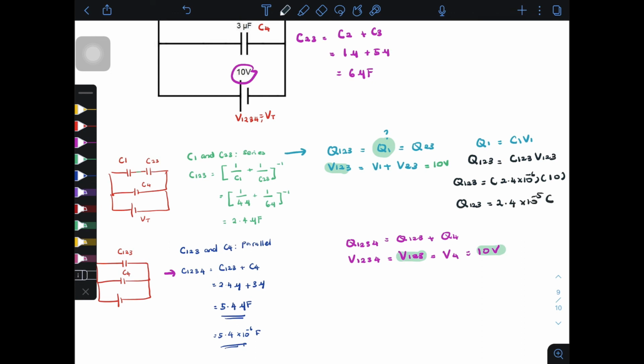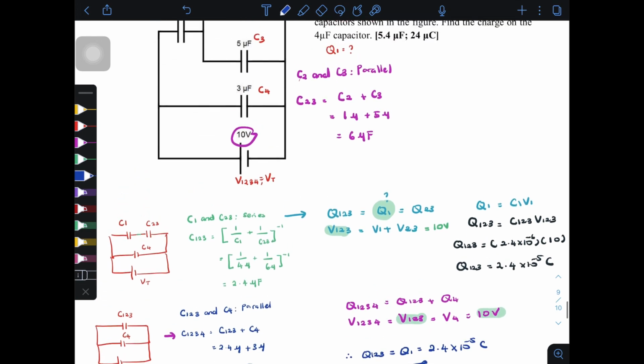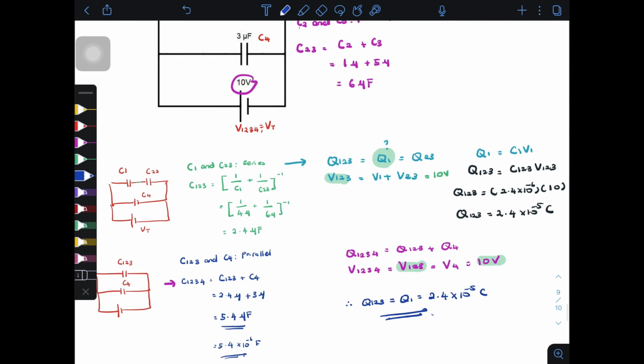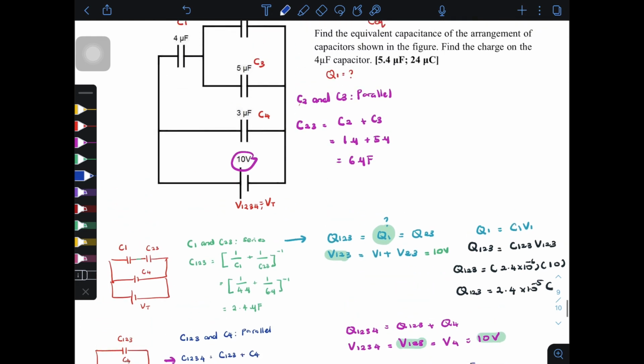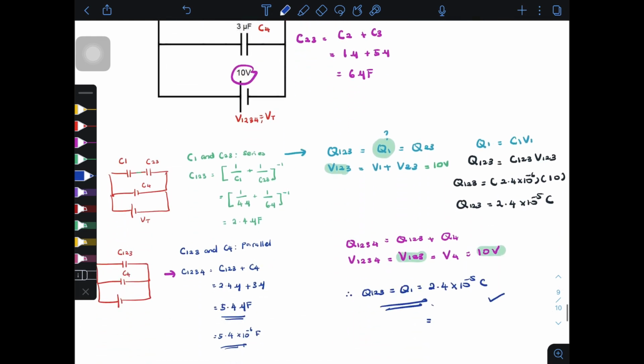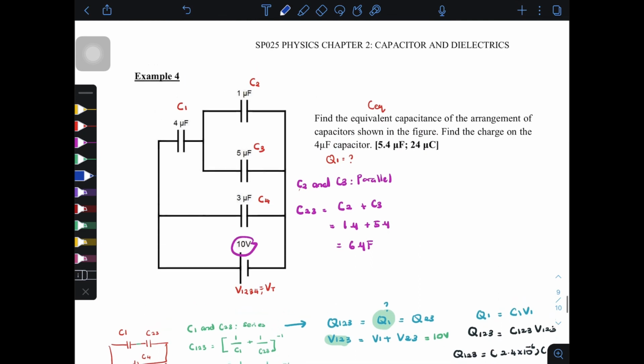So ini bukan final answer lagi. So kita kena concludekan dekat sini. Q123 is equals to Q1 and equals to 2.4 exponent negative 5 coulomb. So baru kita akan dapat final answer kita. So kita dapat charge on the 4 microfarad capacitor, which is 2.4 exponent negative 5 coulomb. Ataupun kita juga boleh tinggalkan jawapan kita dalam unit micro. So kita pindahkan ke belakang, which is 24 microcoulomb. Okay, so that's for the example number 4.